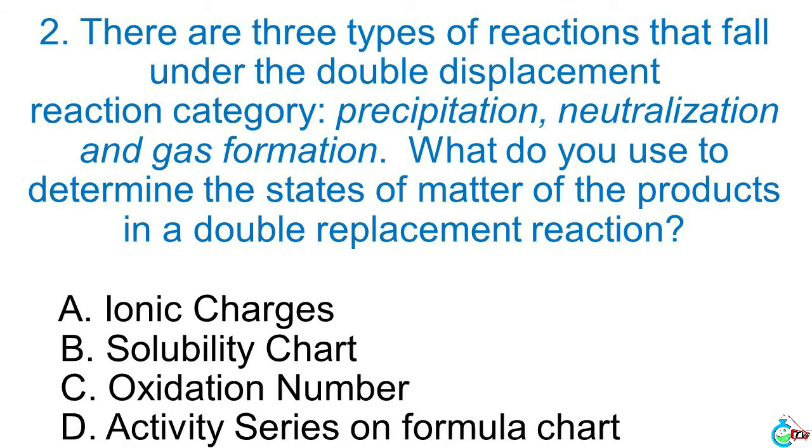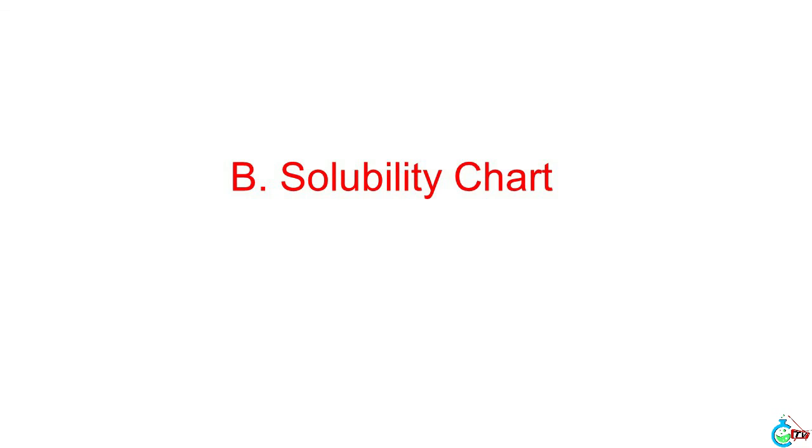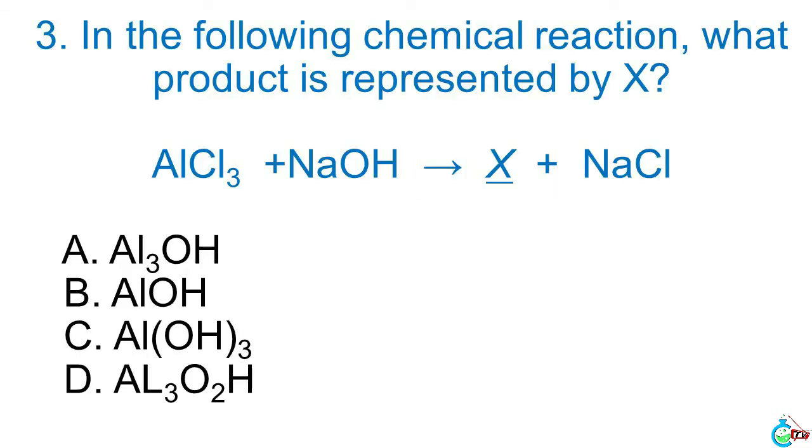2. There are three types of reactions that fall under the double displacement reaction category: precipitation, neutralization, and gas formation. What do you use to determine the states of matter of the products in a double replacement reaction? Solubility chart.